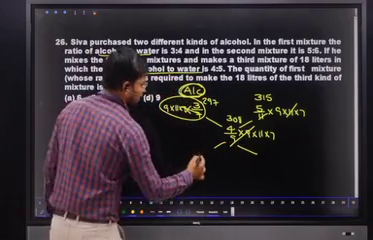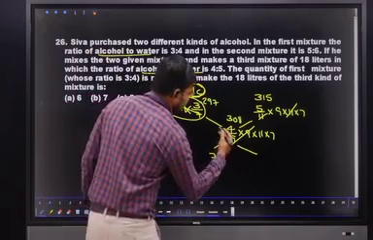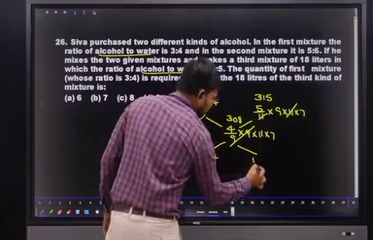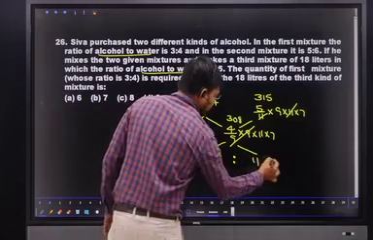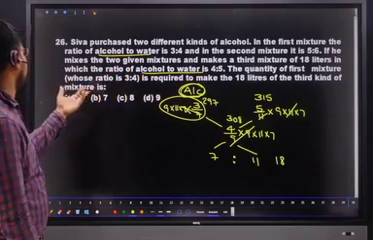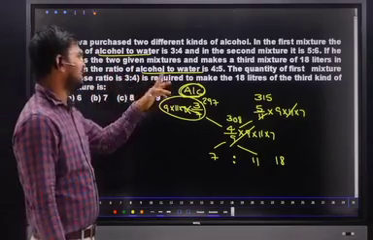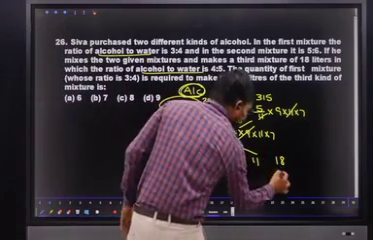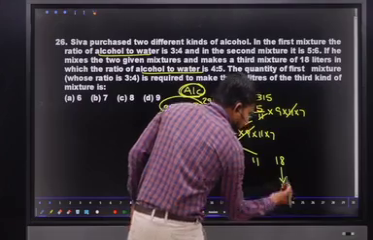So difference is how much? 7. Difference is how much? 11. So total 18 parts. The quantity of the first mixture required to make the 18 liters of third kind of mixture: that 18 liters is 18 parts.